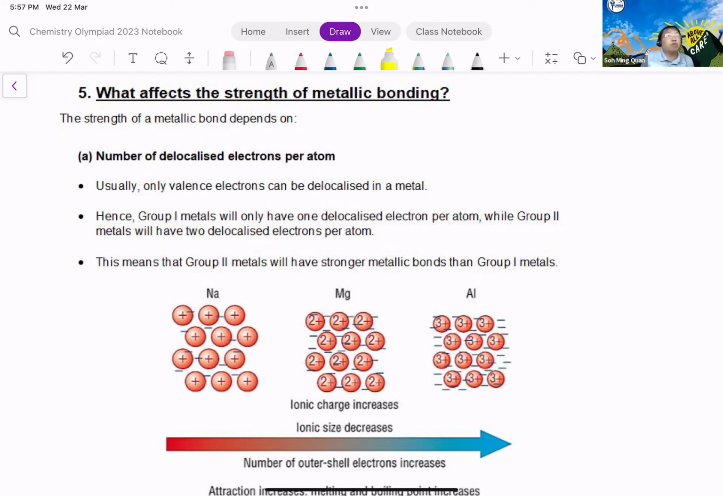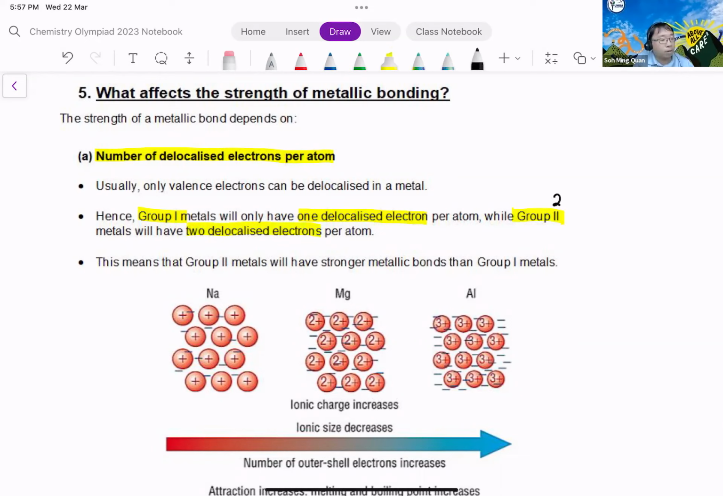Metallic bonds involve delocalized electrons. So clearly, if there are more delocalized electrons per atom, then it will have stronger metallic bonds. So take, for example, group 1. Group 1 only has one delocalized electron per atom, because only the valence electron is delocalized. Group 2, 2 delocalized electrons.